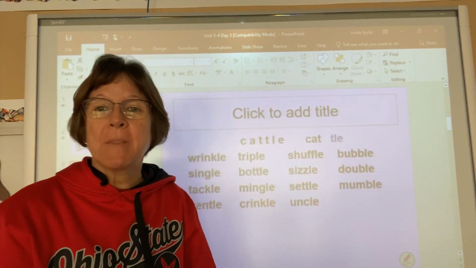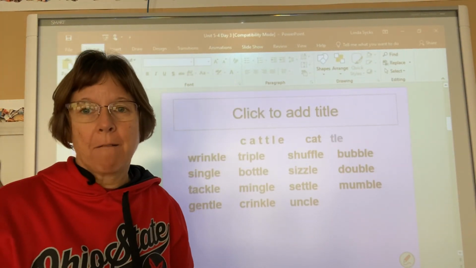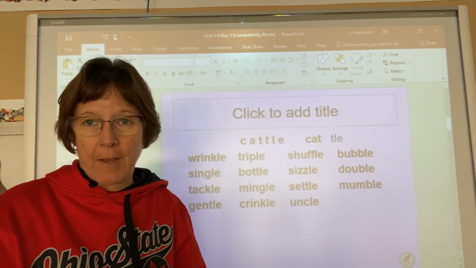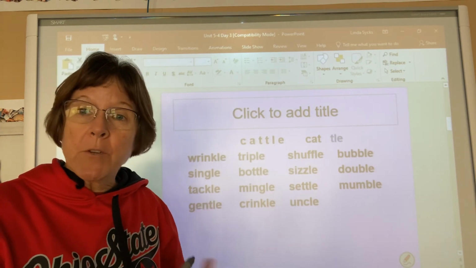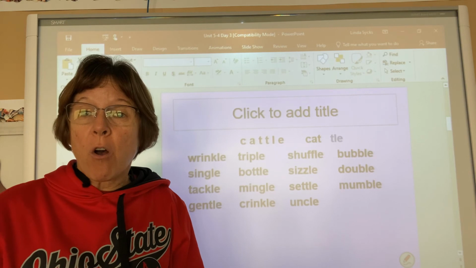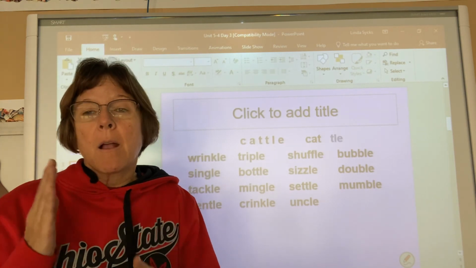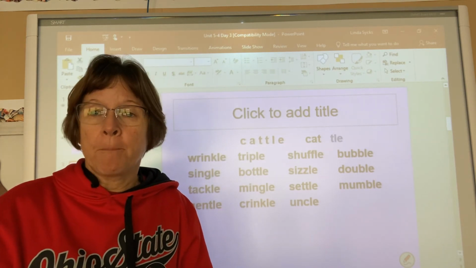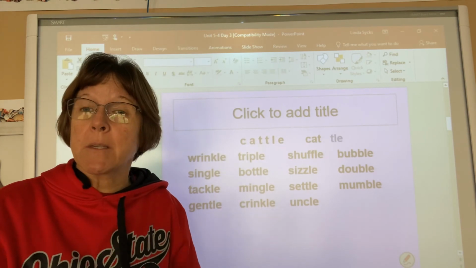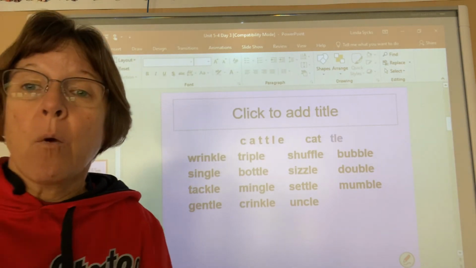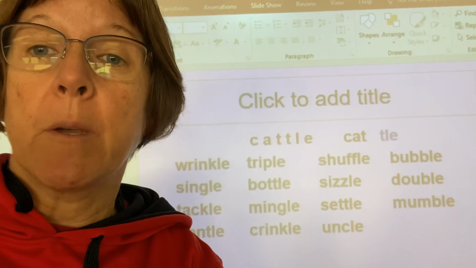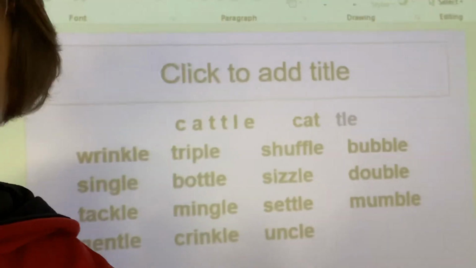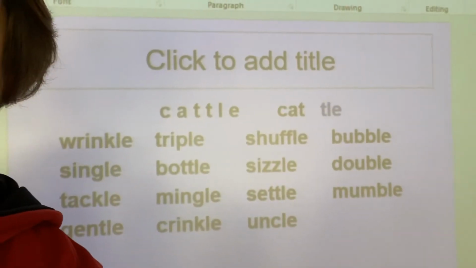Boys and girls, this is day 3 slides for our story, Farfallina and Marcel. We're going to read some words. These are all words that use the consonant LE pattern. We're also going to split them into syllables to help you see how you would do that with some of these words.